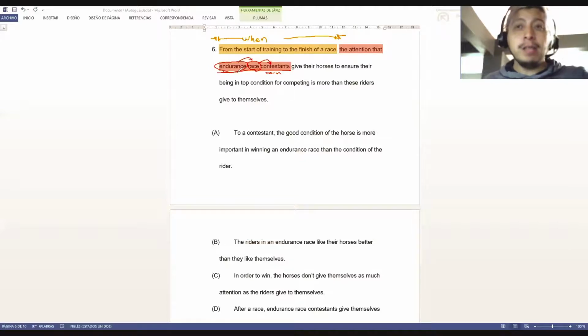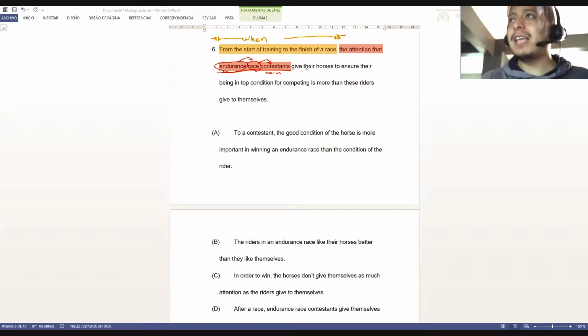It's about being the most resistant. Maybe the person that wins is not the person that is winning from the beginning. The person that starts running the fastest is probably going to quit in the middle of the event and not finish. They need to try and keep the rhythm. Those races are not about the speed. I mean, the one who gets first wins, but it's about resistance. The winner is going to be the most resistant participant. So the attention that endurance race contestants, these type of contestants, they race on endurance races.